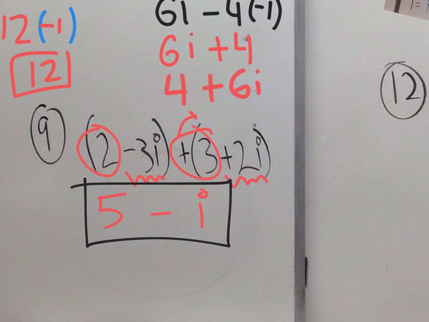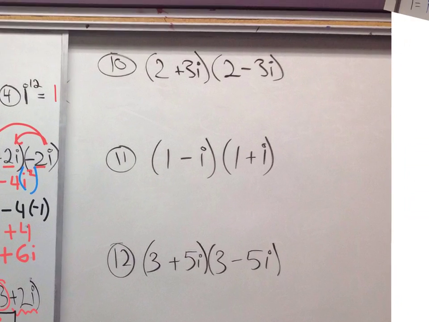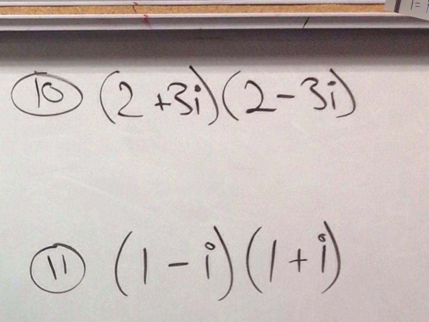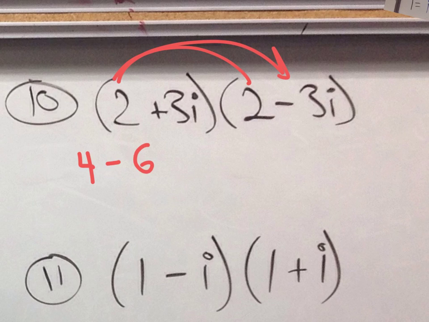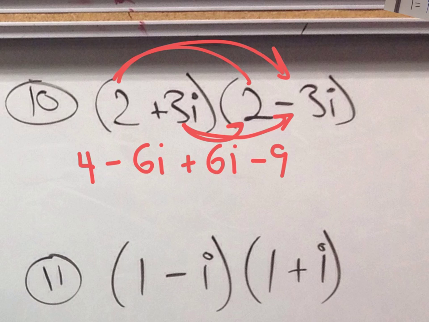Got it? Now for the fun part, distributing, where you have a binomial times a binomial. Number 10, 2 times 2 is 4. 2 times negative 3i is negative 6i. 3i times 2, that's positive 6i. 3i times negative 3i, that's negative 9, what? i squared. And that i squared is very important, because we're going to have to change that i squared to a multiplication of negative 1.